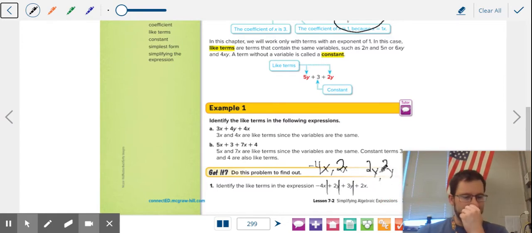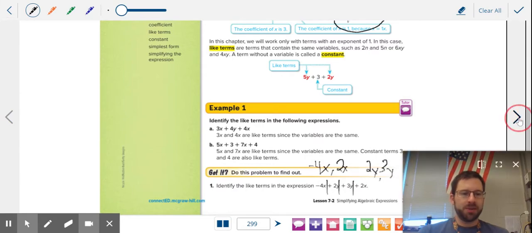If it's a plus sign, it's positive. If it's a subtraction sign, it's negative. So if this were take away 3y, it would be negative 3y.